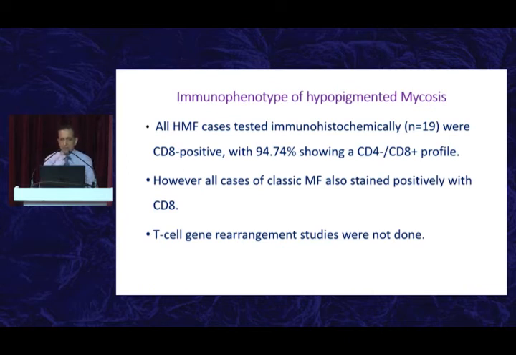Then in a few cases we did the immunohistochemistry and they were all positive for CD8, okay, with 94.74% showing a CD4 negative, CD8 positive profile, okay. However, all the cases of classic mycosis fungoides in this study were also CD8 positive, which is unlike what we know about classic mycosis fungoides. Okay? Now, a better way of diagnosing this would be to do T-cell gene rearrangements, but that could not be done.